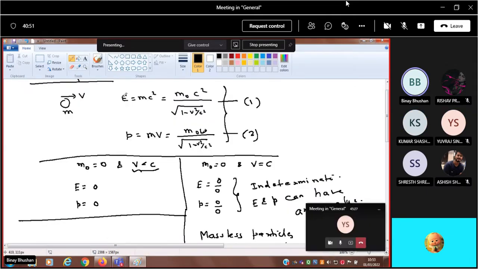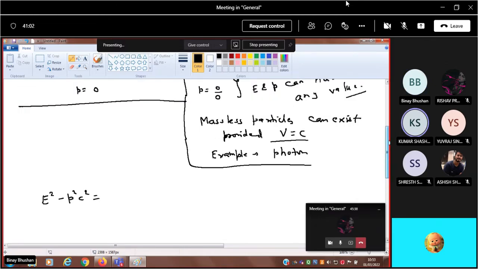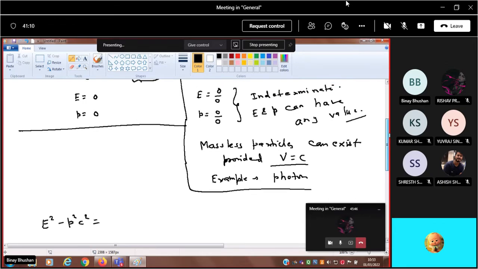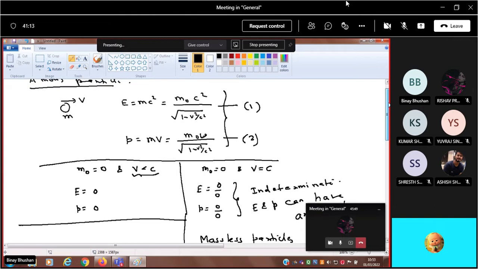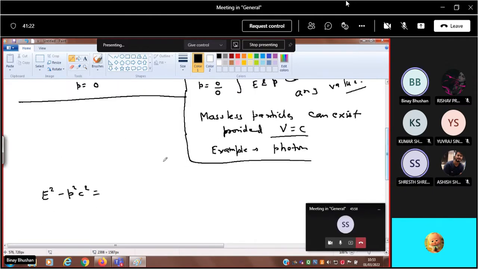What I have told you is to take the square of E, take the square of P, and tell me what you will get for E square minus P square C square. A very simple expression you will get. Sir, M naught square C4. Good. So you have got this M naught square C4. I will wait for all of you. Everybody should get this expression.